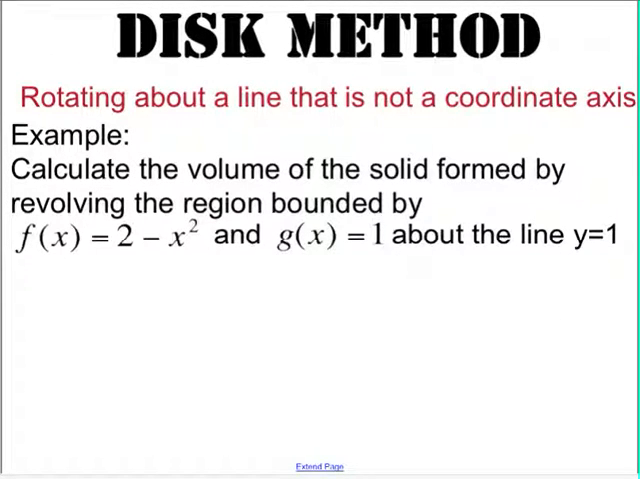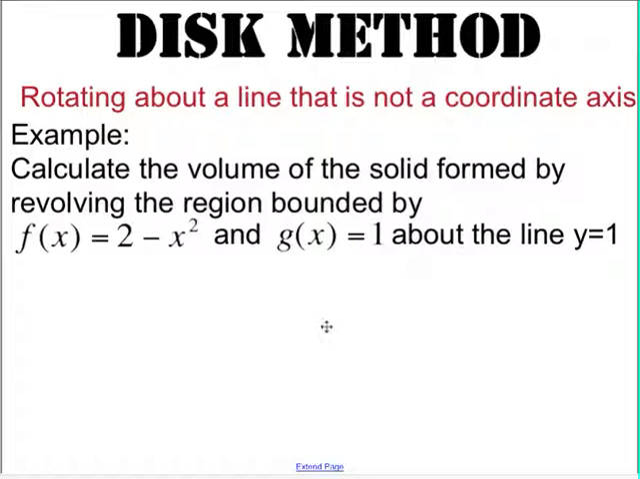The disk method isn't always just going to ask you to revolve your region about the x-axis. It might ask you to revolve it around y equals 1 or y equals negative 4. And so here's an example. I have f of x equals 2 minus x squared and g of x equals 1. The region bounded by these two graphs, so if you think about calculating the area between those two graphs, the next step is just to put it into the volume formula.